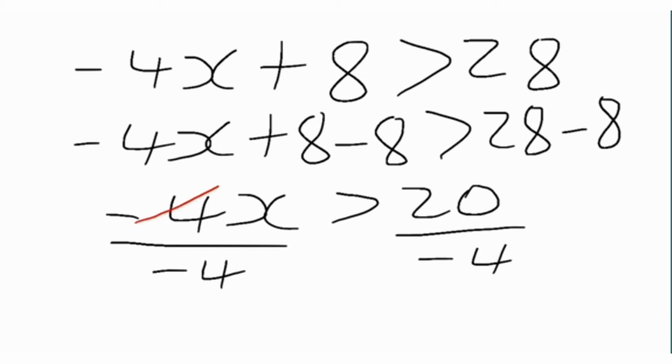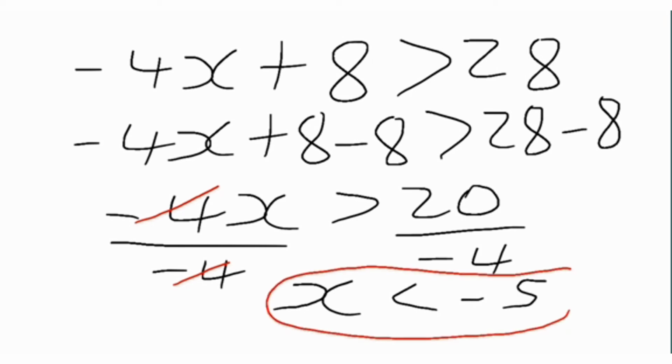This one cancels out. X, be careful now. Since we have divided with a negative number, the inequality sign has to change the direction. 20 divided by negative 4, that is negative 5. This is our final answer. X is less than negative 5.